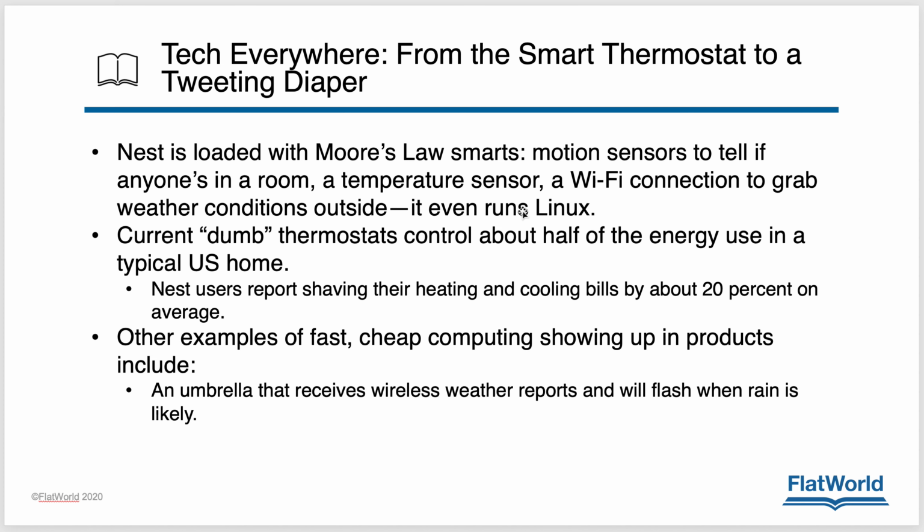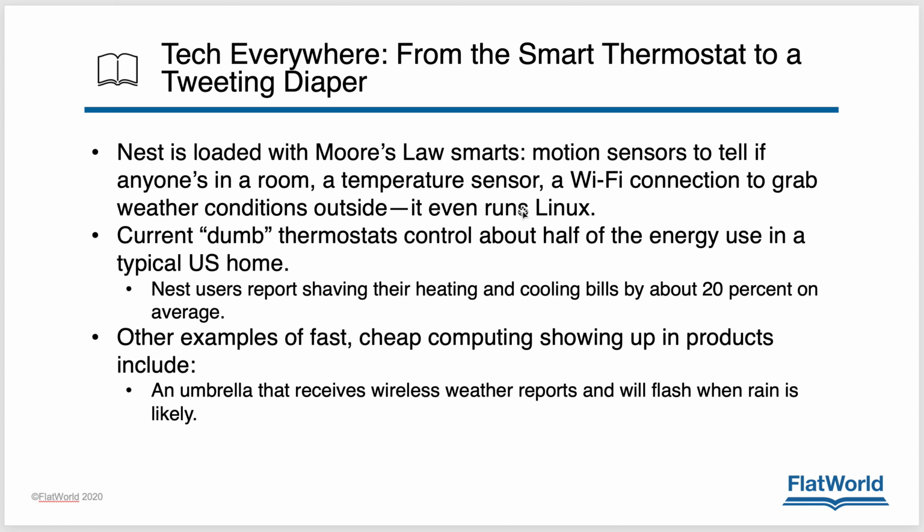So dumb thermostats control about half the energy use in a typical home. Nest users report shaving their heating and cooling bills by about 20% on average, if you use it properly. So Nest is loaded with Moore's Law kinds of devices, the Internet of Things. It has motion sensors to tell if anyone's in the room, temperature sensors, a Wi-Fi connection, and the doorbell that is popular, where you can see who's at the door on your cell phone, and it all runs on an operating system called Linux.